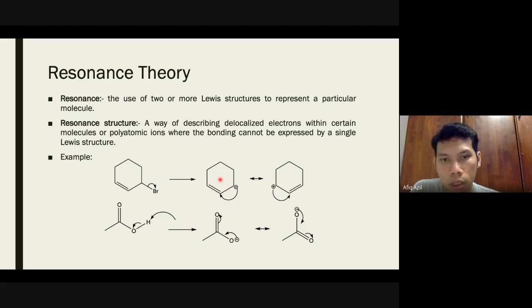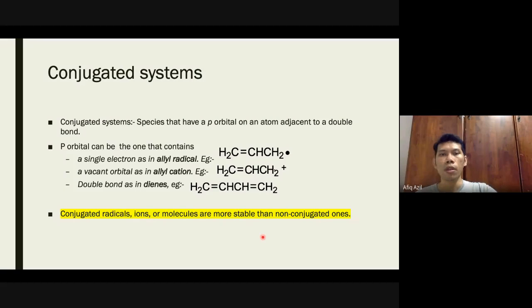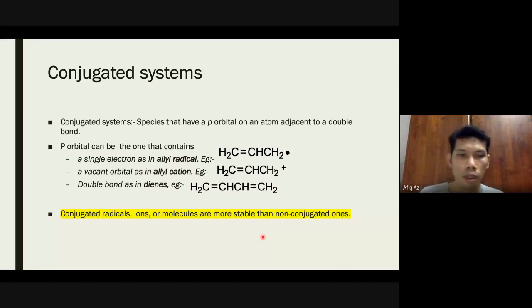If you have a lot of double bonds present in the compound, most probably the resonance structures will be more than 2. Okay. Another concept or term that you should know is conjugated systems. I believe you have encountered this in addition reactions in chapter 6, electrophilic addition reactions.